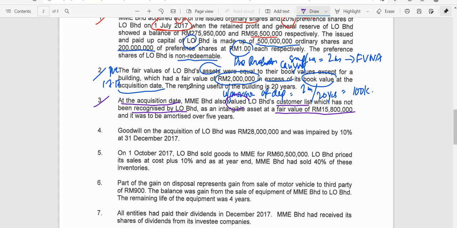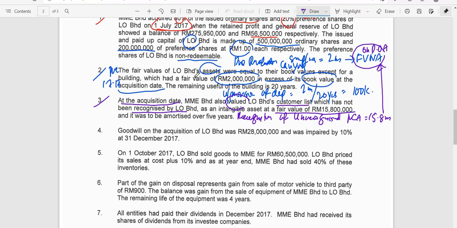So this is actually recognition of unrecognized asset, non-current asset here. So it will now be recognized at a fair value of 15.8 million, and this will also be included in the fair value of the net asset on the date of acquisition. That will be included.